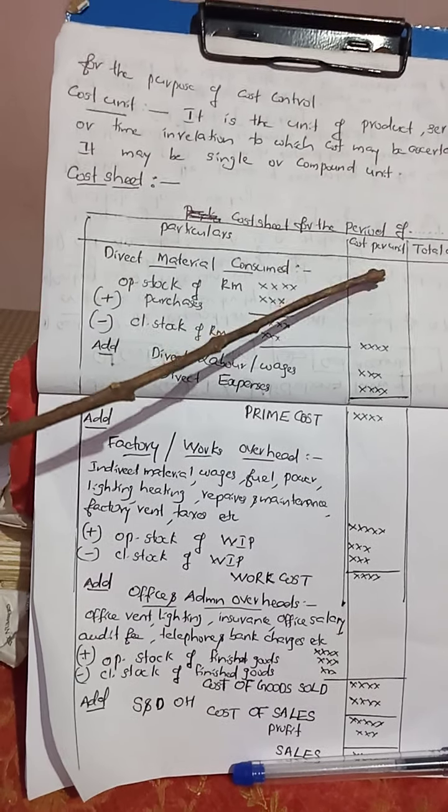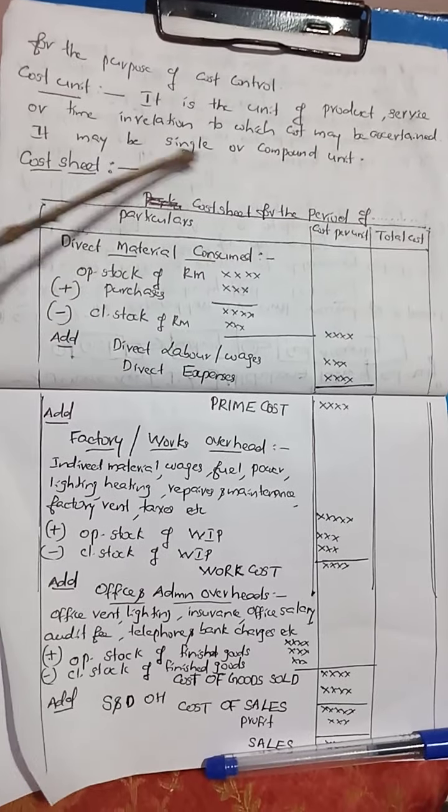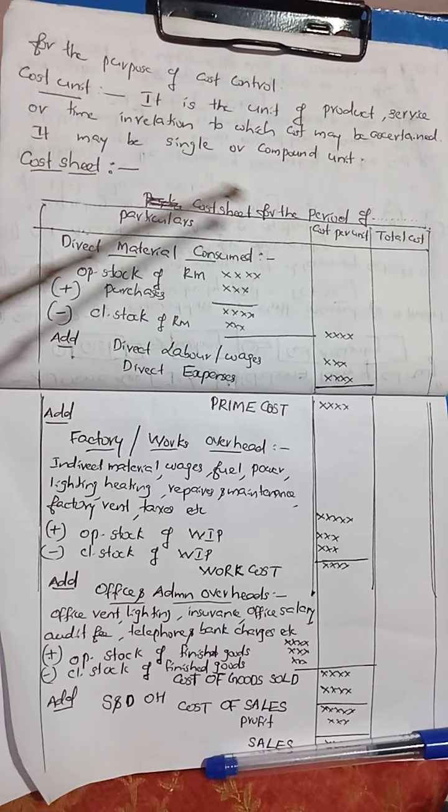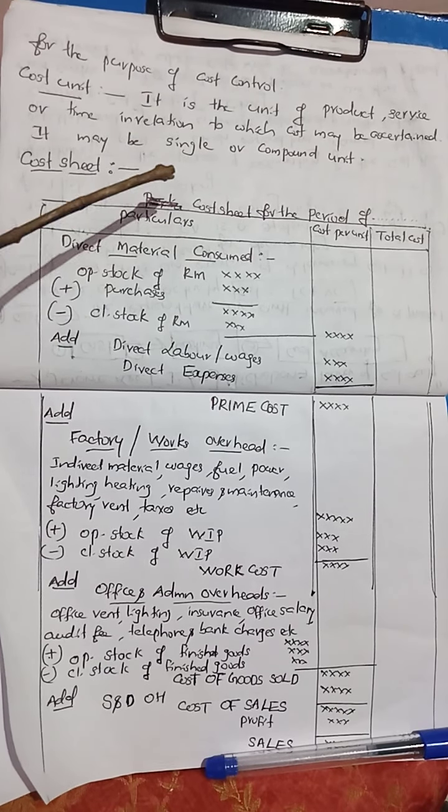Cost unit means it is the unit of product, service or time in relation to which cost may be ascertained. It may be either single or compounded. That is, it is a unit of a product.